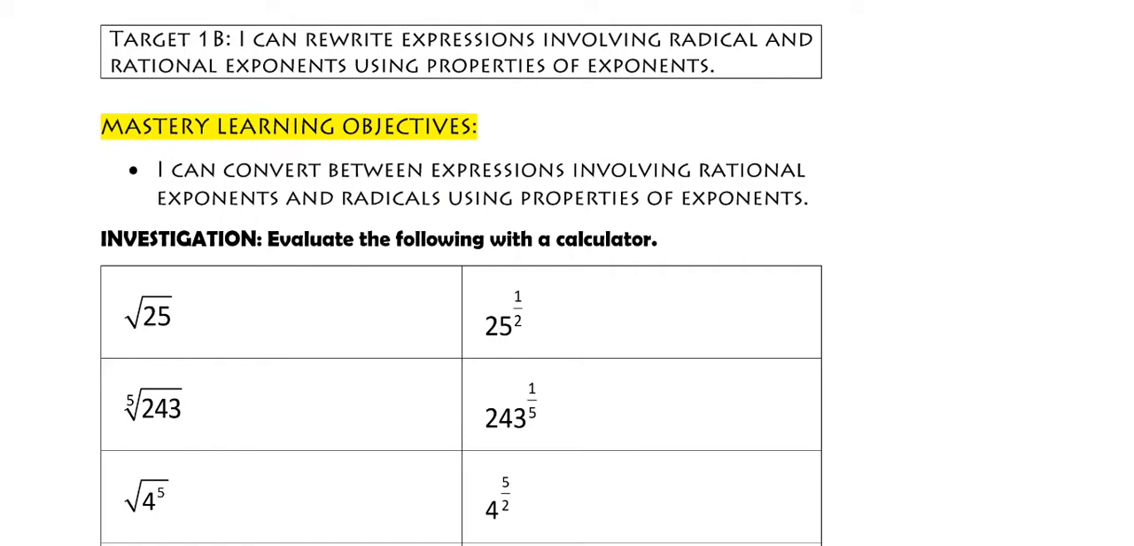Hello and welcome back. Today we're going to look at target 1B, which is I can rewrite expressions involving radical and rational exponents using properties of exponents. Our MLO is I can convert between expressions involving rational exponents and radicals using properties of exponents.